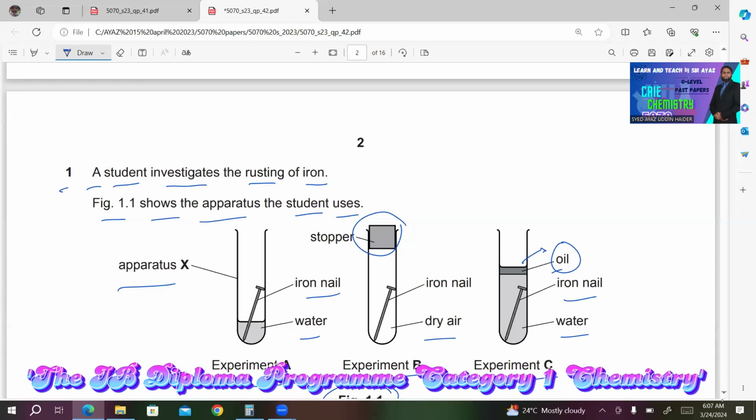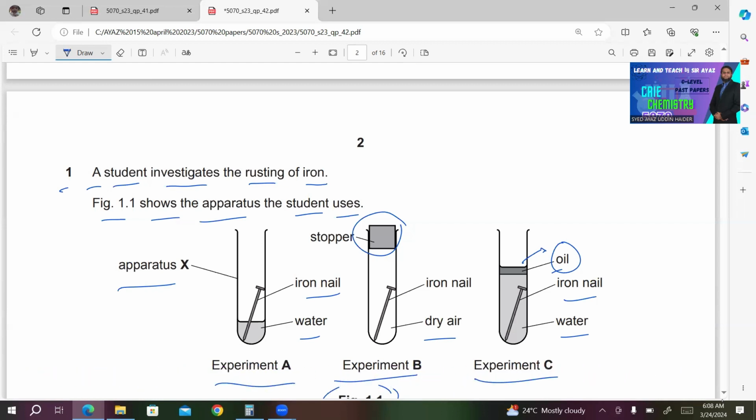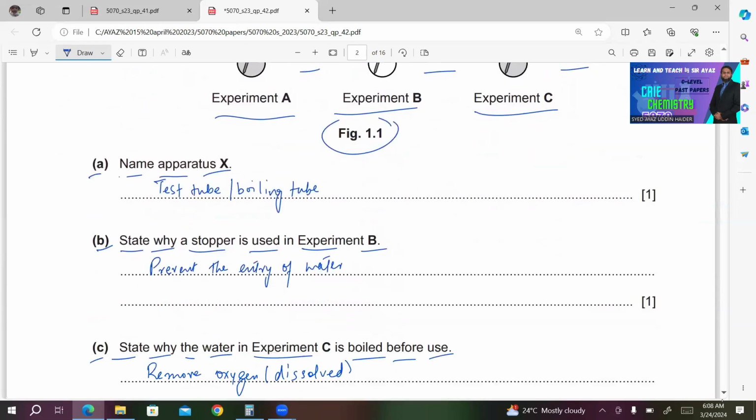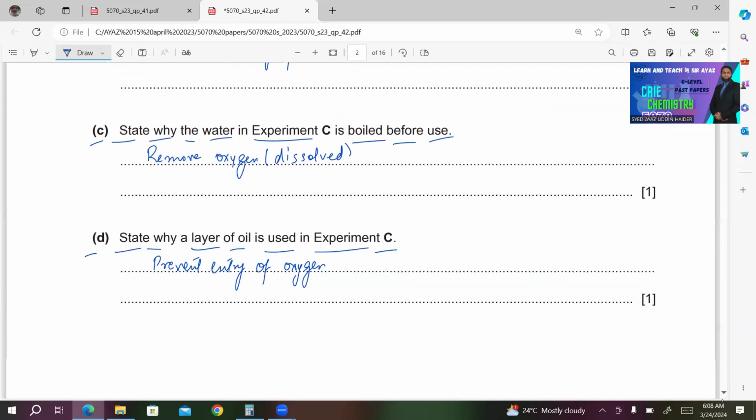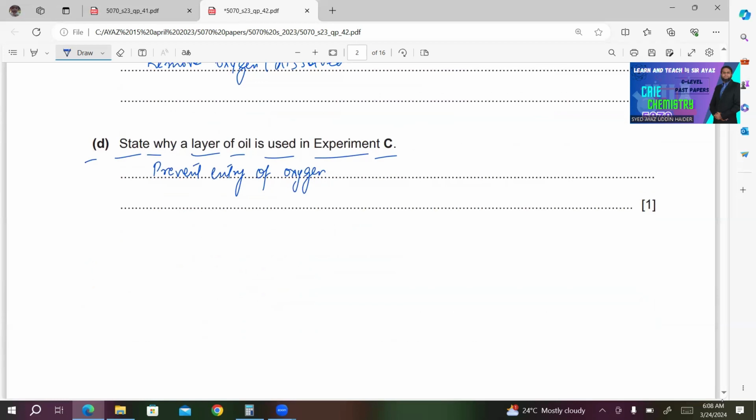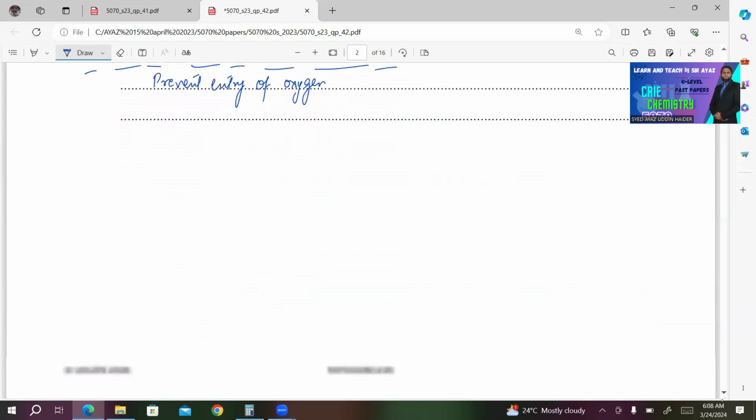What about in experiment B and C? In experiment B, there's dry air and a stopper on the top of the test tube, which prevents the entry of water as well as oxygen. In C, there's a layer of oil on the top of boiled water. This is boiled water. They have boiled it. So it also does not contain oxygen and water. So it will not rust in experiment C. So the answer will be experiment A. Only the nail in experiment A will rust.